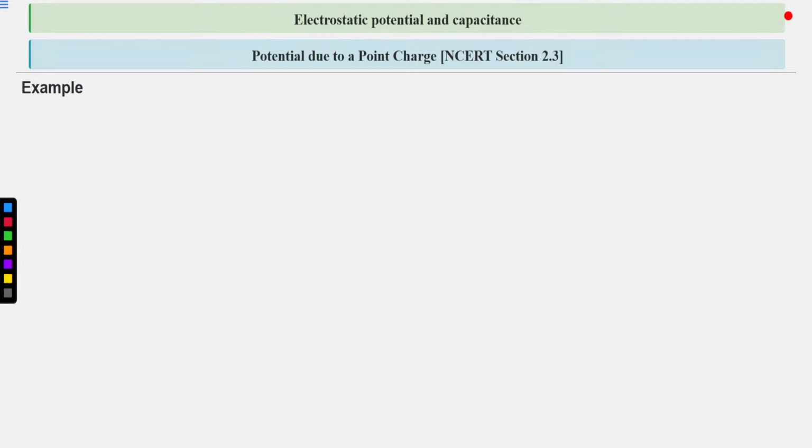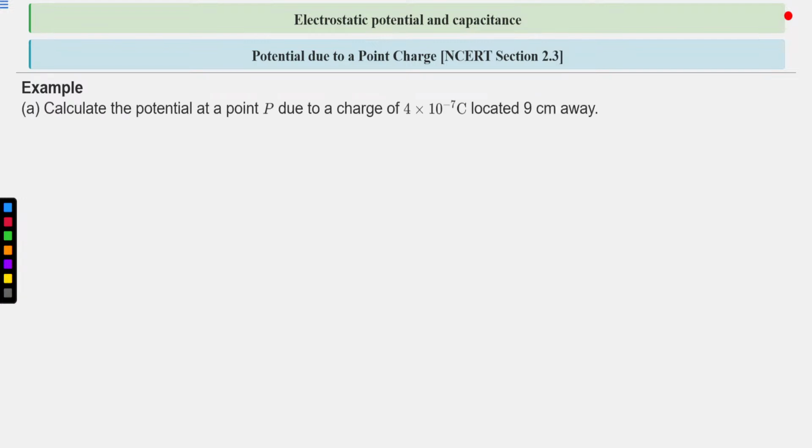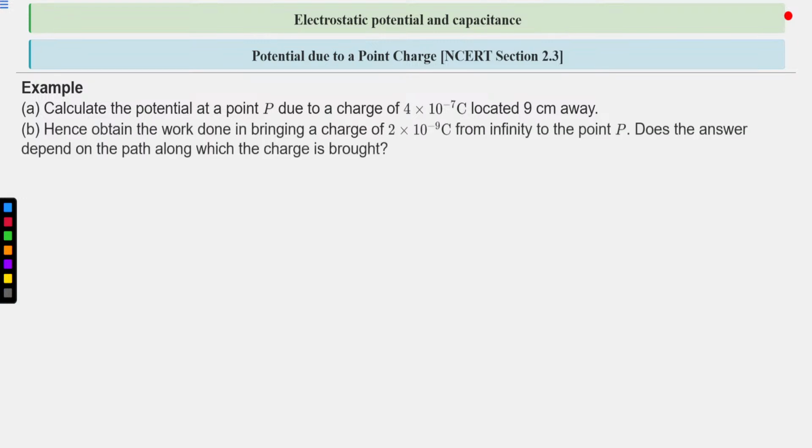Now one numerical example. Calculate the potential at point P due to a charge of 4 into 10 raised to power minus 7 coulomb located 9 centimeter away. This is the first part. The second part is: hence obtain the work in bringing a charge of 2 into 10 raised to power minus 9 coulomb from infinity to the point P. Does the answer depend on the path along which the charge is brought? Firstly, we have to calculate the potential, then we have to calculate the work done.